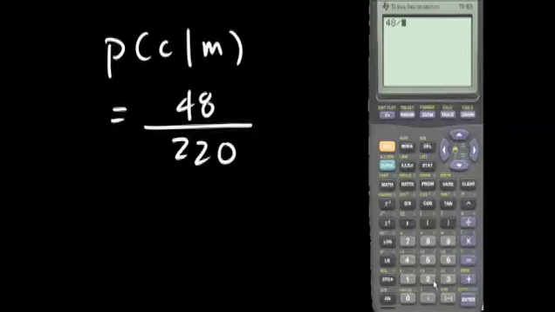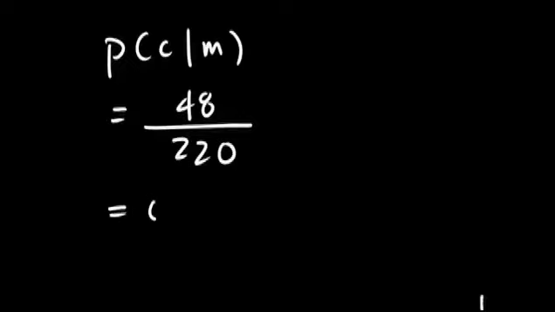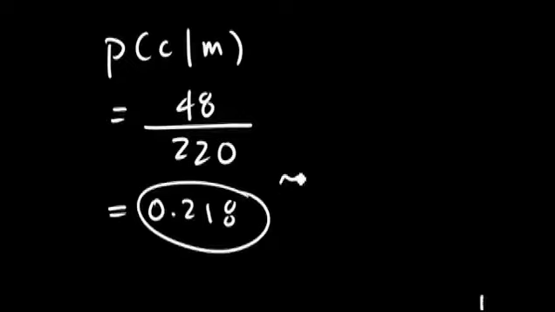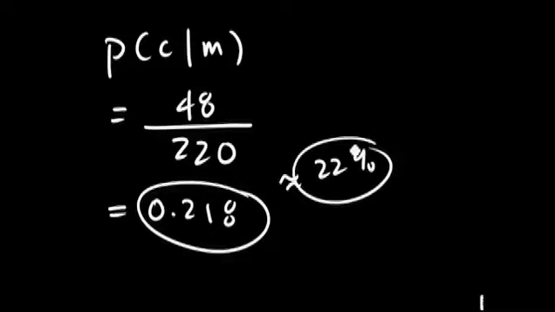Numerically, we get this value, and the 8 is in the thousandths position. The digit to the right is a 1, so the answer is 0.218. So approximately 22% of the men died of cancer.